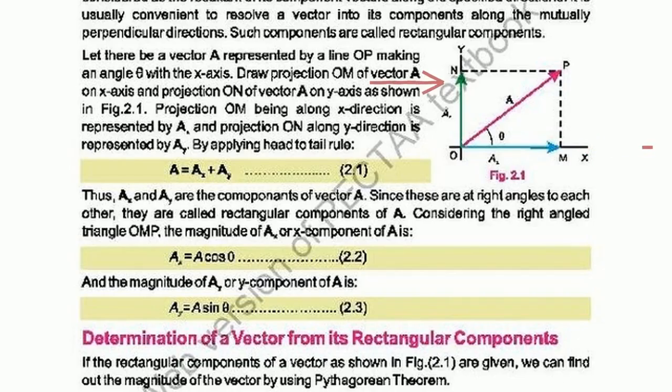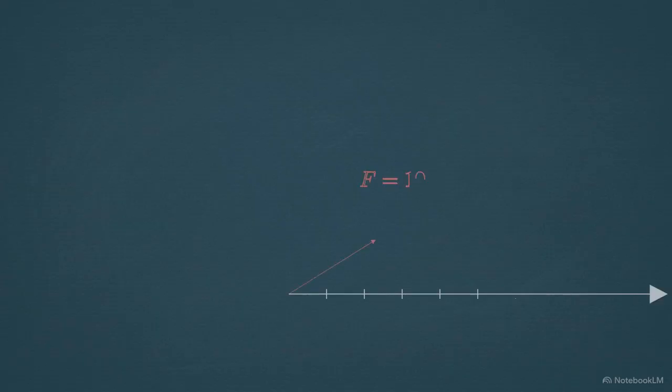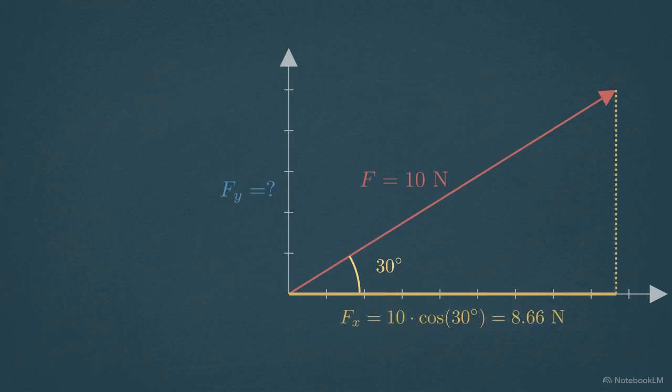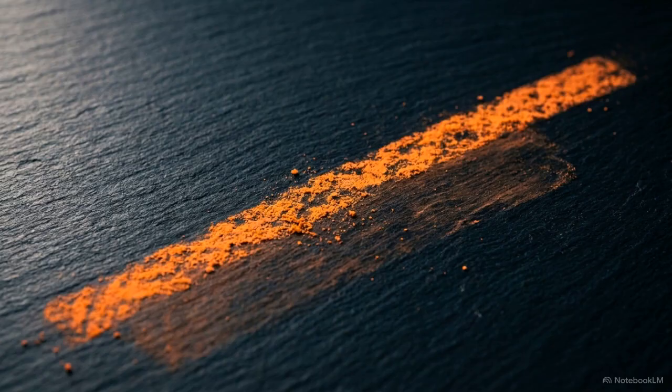The adjacent x component uses cosine, giving equation 2.2. The vertical y component uses sine, giving equation 2.3. Pause the video and calculate the x and y components for a 10 Newton force at a 30-degree angle. For the horizontal, 10 times cosine 30 is 8.66 newtons. For the vertical, 10 times sine 30 is exactly 5 newtons.